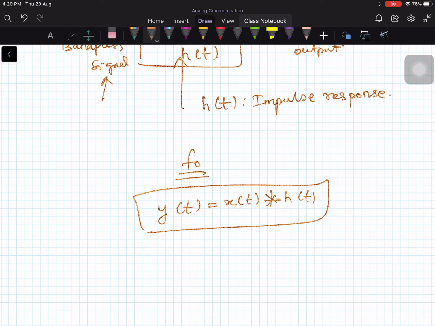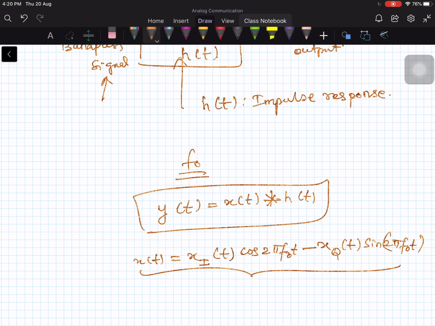Now what I am saying here is, I know both h of t and x of t. They are essentially bandpass in nature. So they may have the quadrature representation that we just discussed in the last lecture. So x of t is a bandpass signal in the quadrature representation, that is, the in-phase component x_I of t times cos 2 pi f naught t, minus the quadrature component x_Q of t times the quadrature carrier sin 2 pi f naught t. If I use this representation, is there any benefit that we will gain in this process?